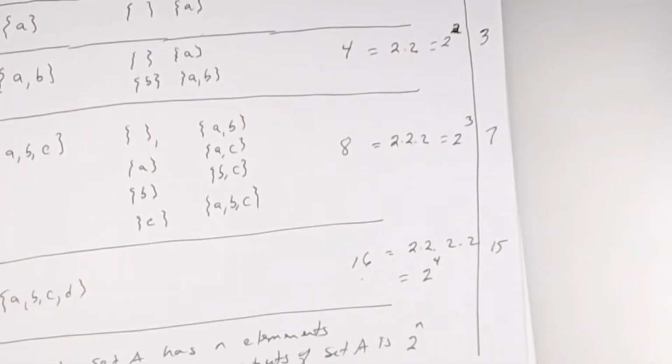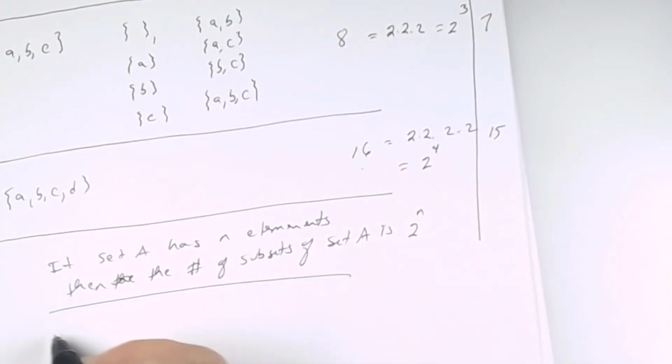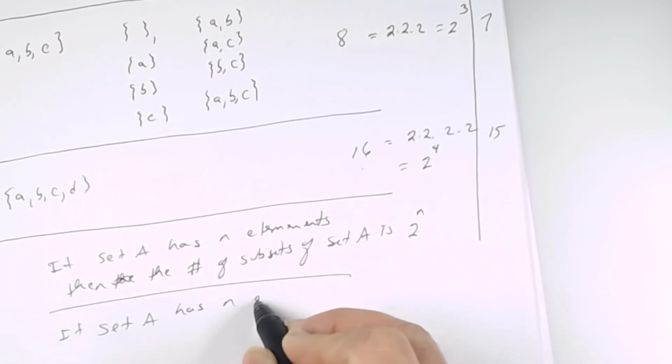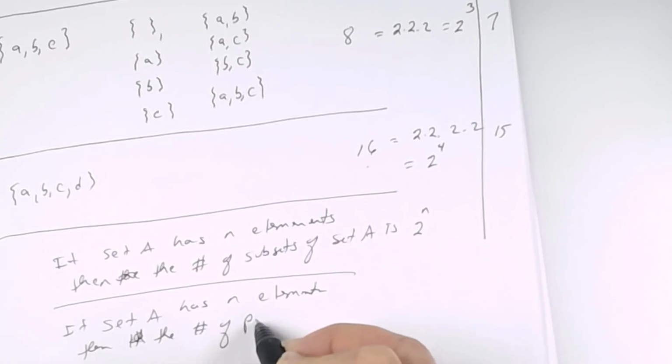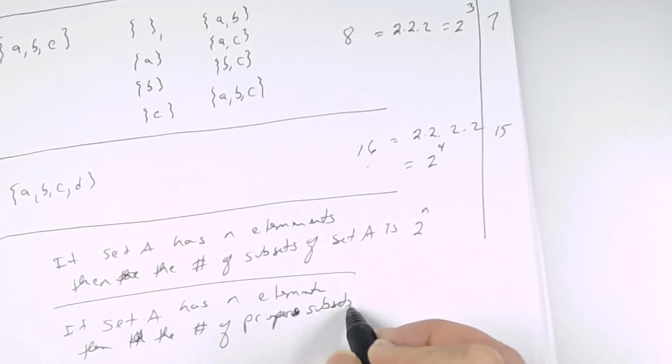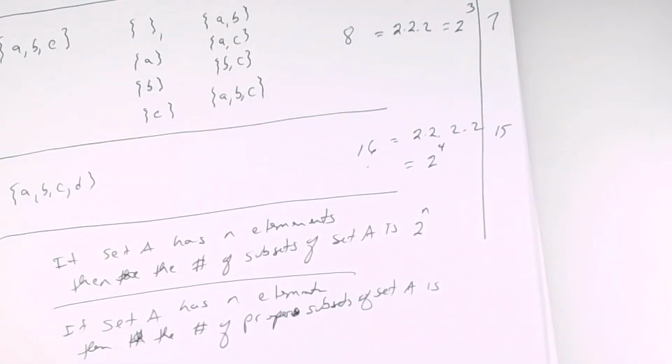Yes, you are. So basically the formula: if set A has n elements, then the number of proper subsets of set A is what?